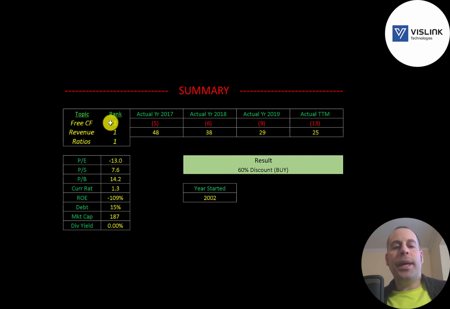I rank their free cash flows 1 out of 10 because they're negative every year. I rank their revenue 1 out of 10 because it's going down and it's pretty small. And I rank their ratios 1 out of 10. Overall, they're really weak. So let me know what you think.